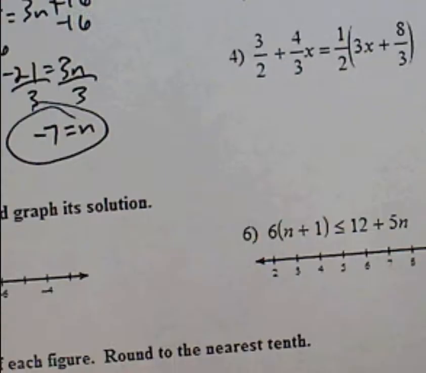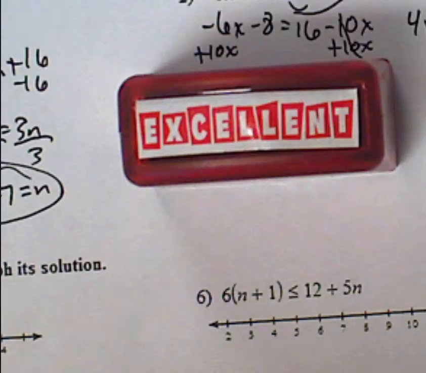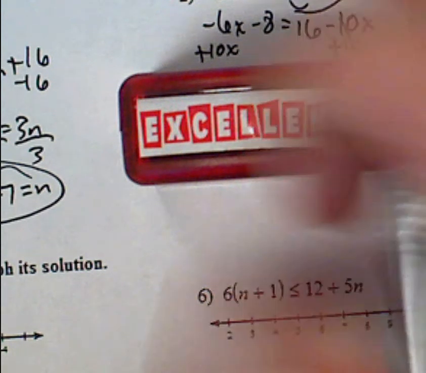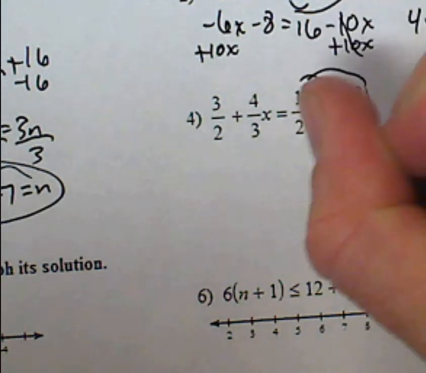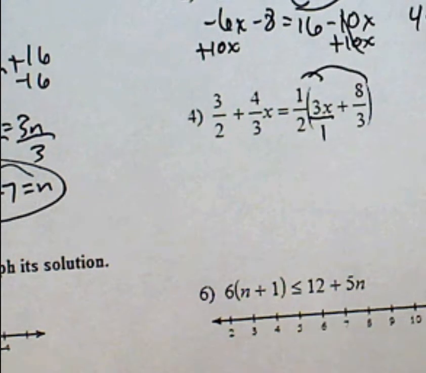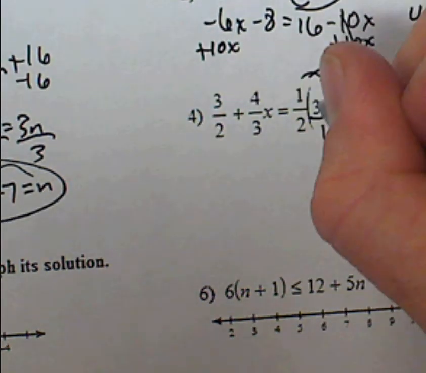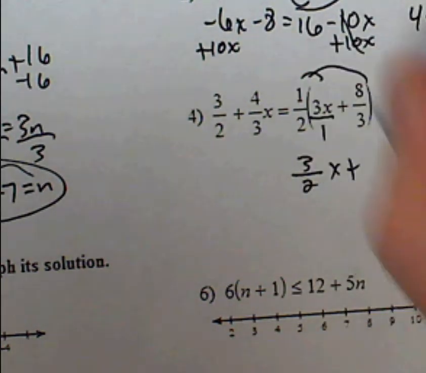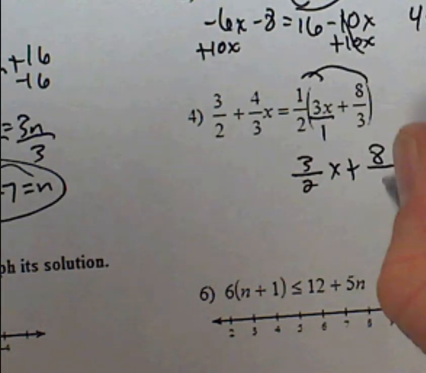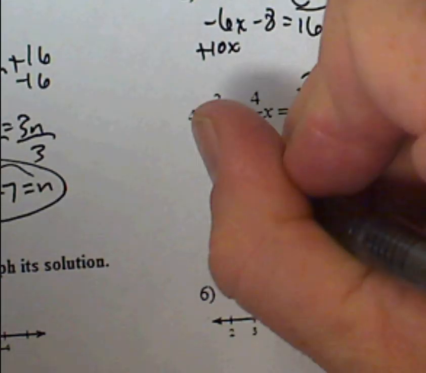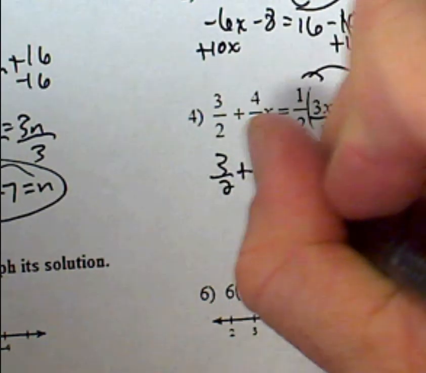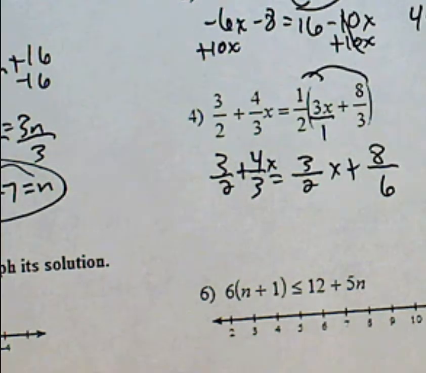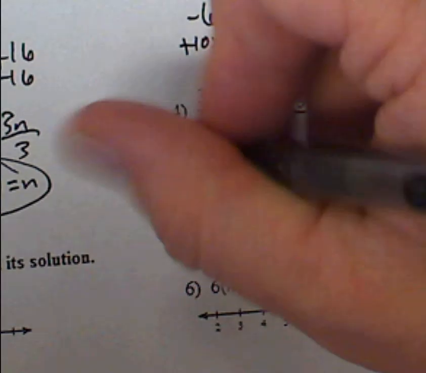Number 4. Pause the video and try. I distribute and I create that into a fraction. 1 times 3 is 3. 2 times 1 is 2. 1 times 8 is 8. 2 times 3 is 6. And I got 3 over 2 plus 4 over 3x. Now I can multiply by denominators.